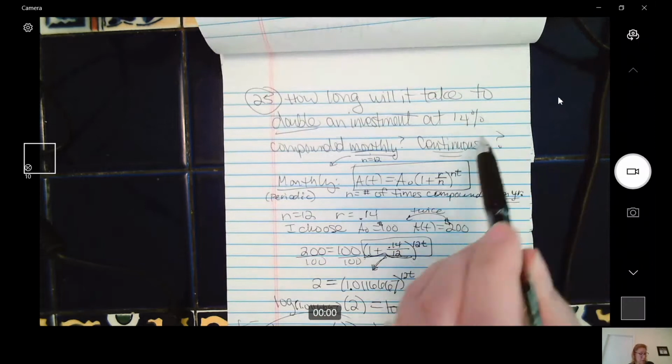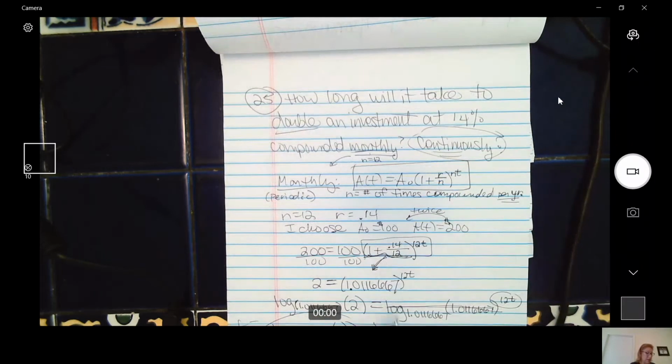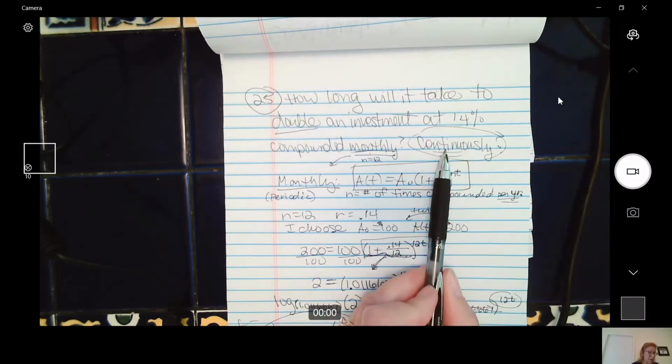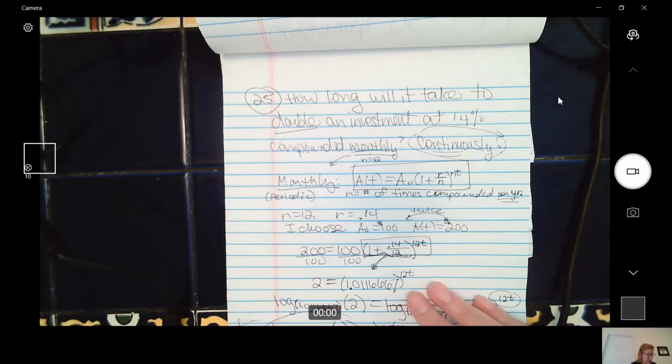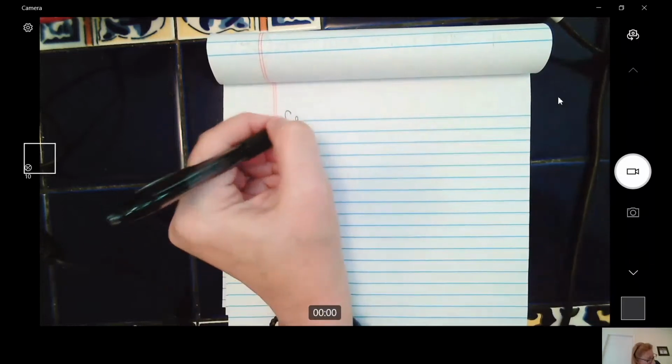All right, the last thing it says on number 25 also is, how long is it going to take at 14% compounded continuously for an investment to double? So I'm going to do that on another page and then we'll be done. Continuously is the one where you have e. So continuously would be kind of what that grows a little bit faster.